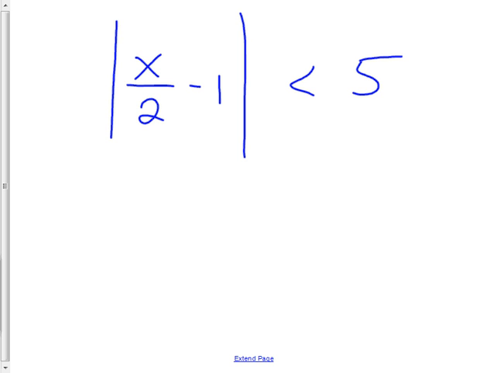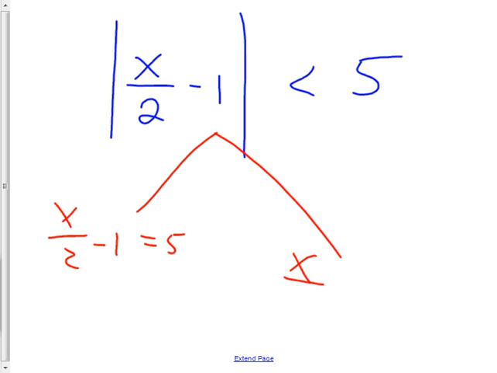Then you have to know how to break up an absolute value into two. Act like that's an equal sign. And just say x over 2 minus 1 is equal to 5. Or x over 2 minus 1 is equal to negative 5.